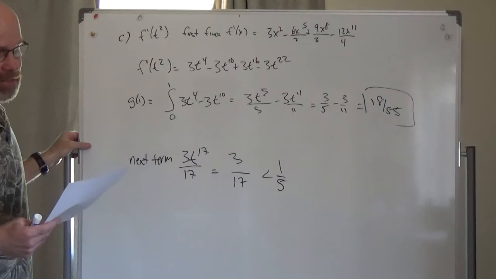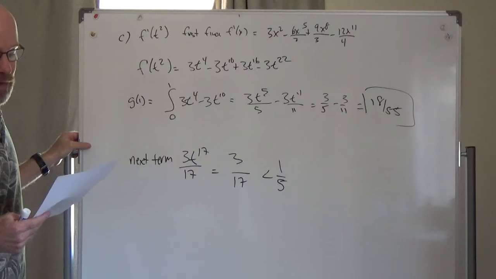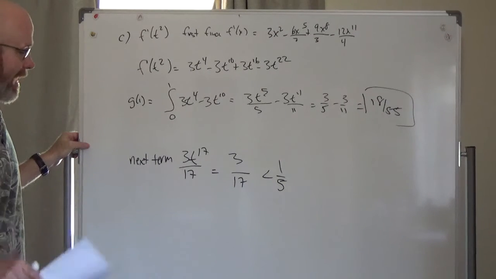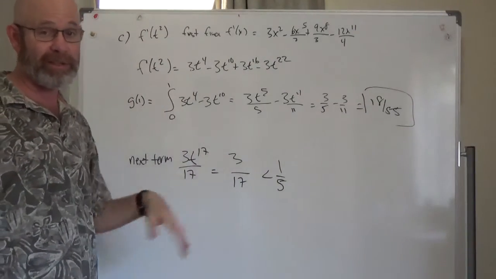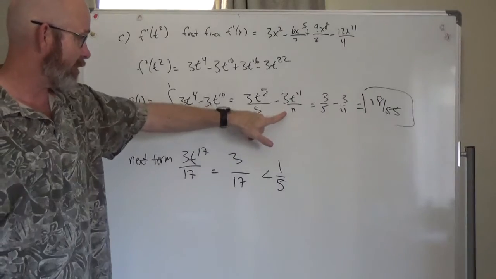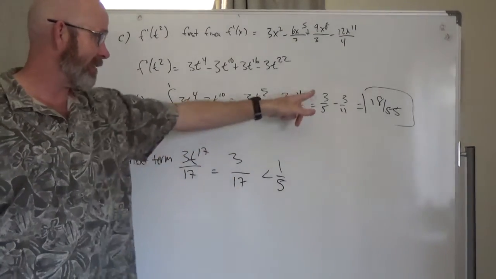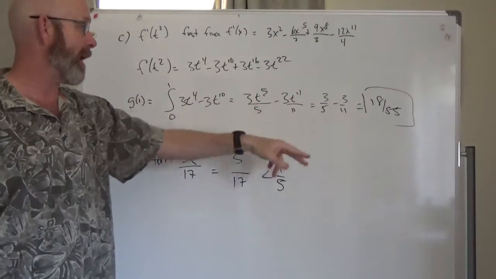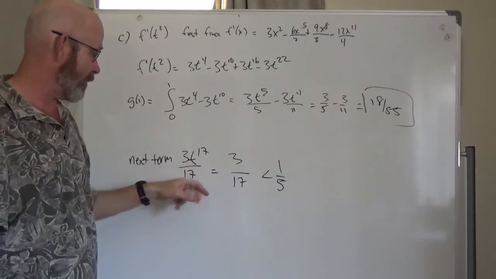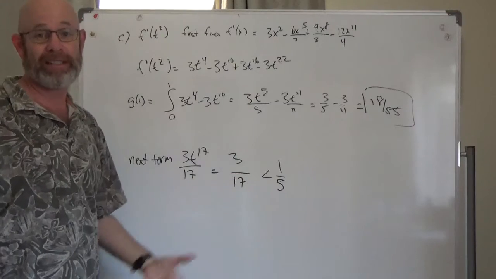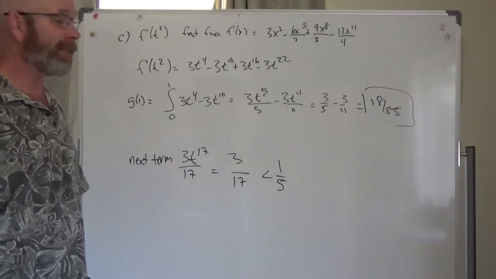And then it says, show that that approximation differs by less than 1/5. That's just the next term, right? Whenever they ask for an approximation differing in series, it's the next term. So the next term is going to be 3t to the 17th over 17. You just follow the pattern or integrate one more term, 3t to the 17th over 17. Plug in the 1, you get 3/17, which is less than 1/5. That's it for that problem.